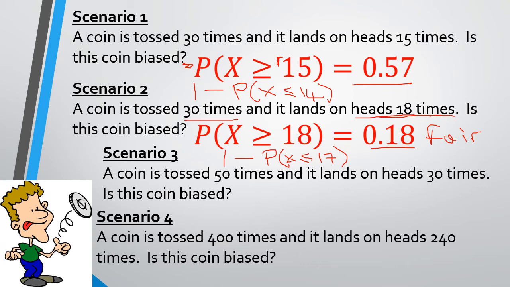Let's look at scenario 3. n is 50 this time. p is still a half, still a fair coin. This time I want to calculate the probability of getting 30 heads or more.